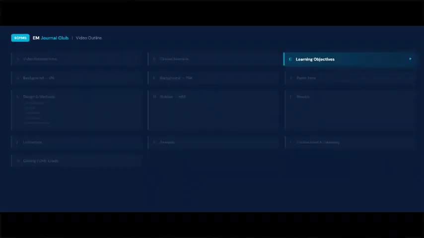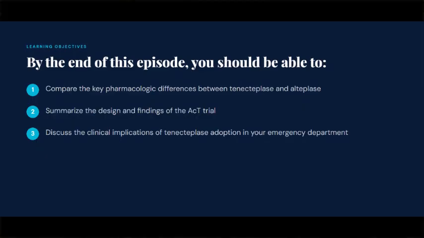Learning objectives. By the end of this episode, you should be able to: 1. Compare the key differences between Tenecteplase and Alteplase. 2. Summarize the design and findings of the ACT trial. 3. Discuss the clinical implications of Tenecteplase adoption in your emergency department.